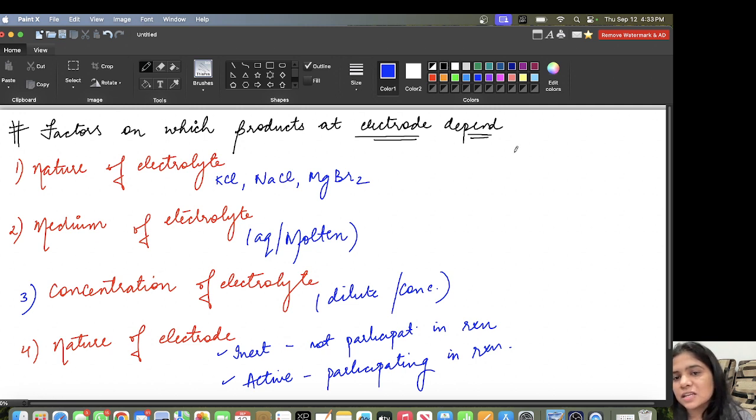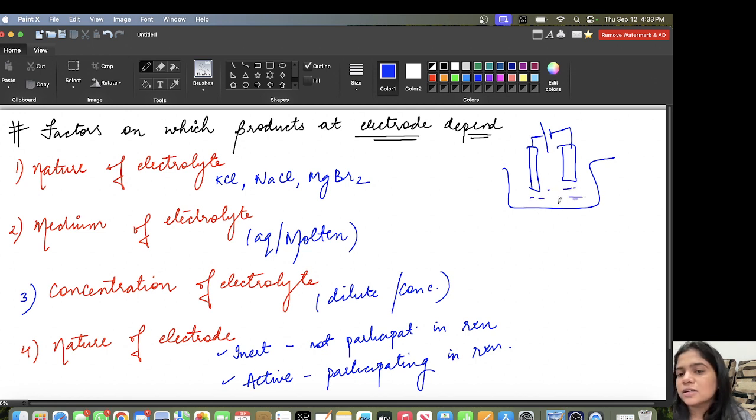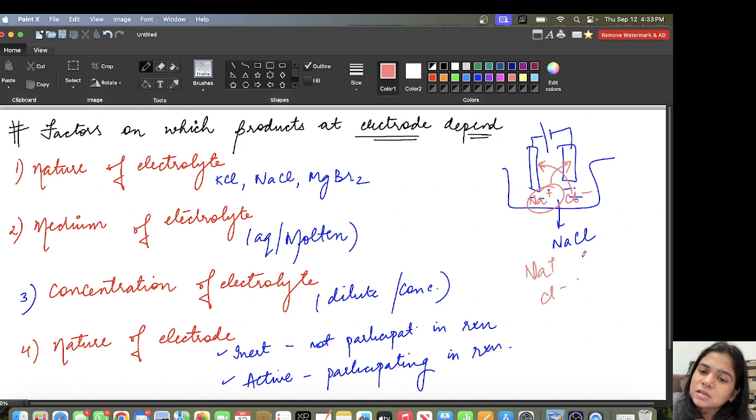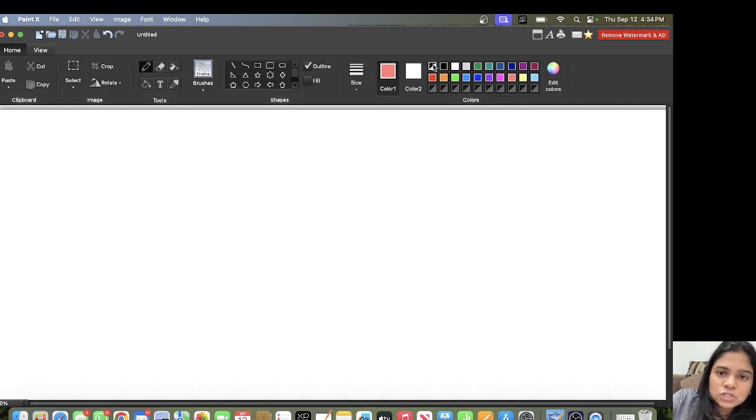What is happening basically is you are taking the cell, you have an anode and a cathode, both connected by a battery, and electricity is flowing. Say I am taking NaCl electrolyte. NaCl will break into Na plus and Cl minus because of electricity. Na plus will go to your cathode, Cl minus will go to your anode. So now we have the products, like we'll see later. Now how do we determine which products are formed? Rules for product formation.